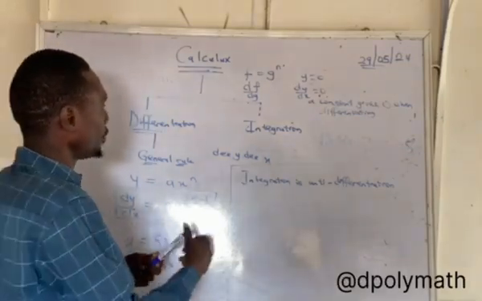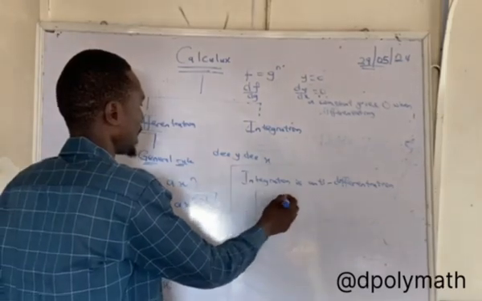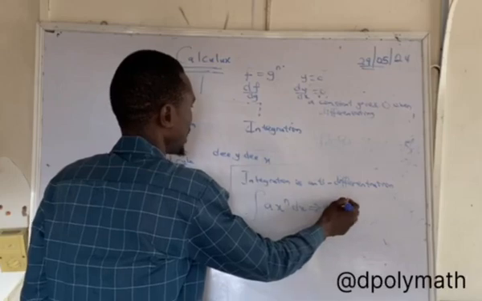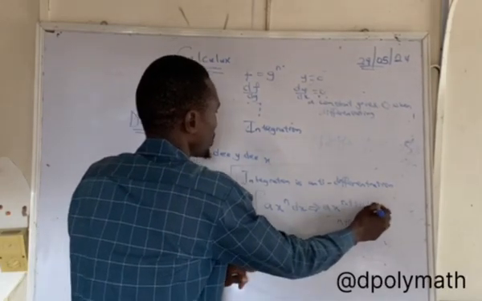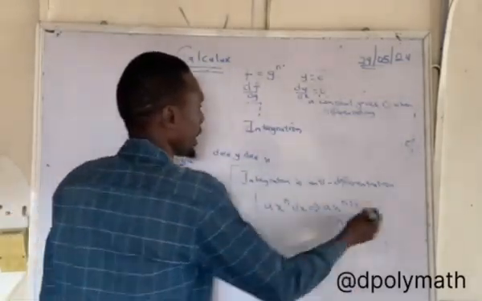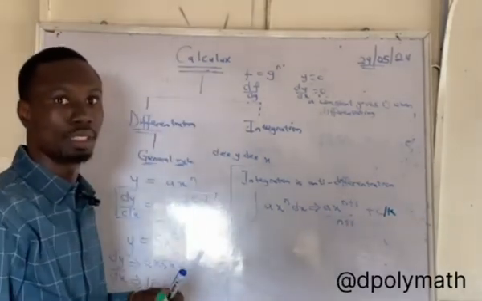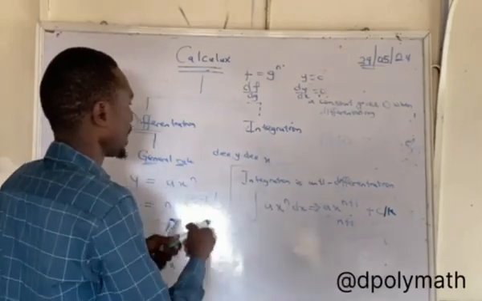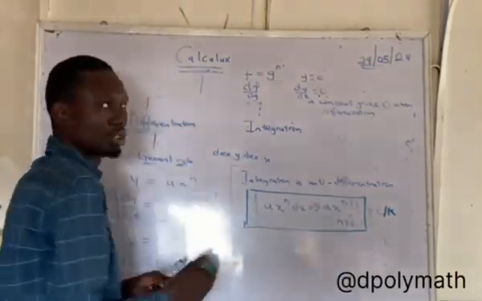Now the general rule for integration is, if you have ax^n dx, it is simply ax^(n+1) over n+1, plus c, or better still, k. Some people may use k. So it's still the same. So integration is anti-differentiation, and this is the general rule for integration.